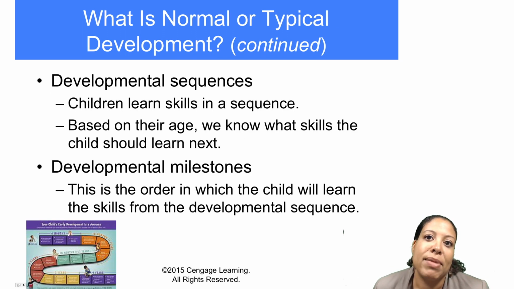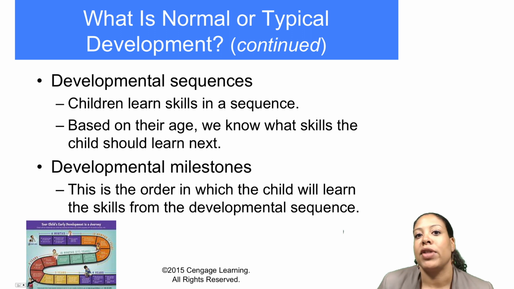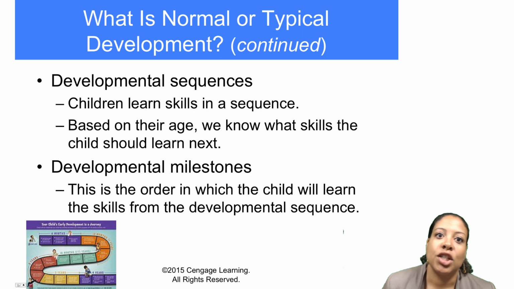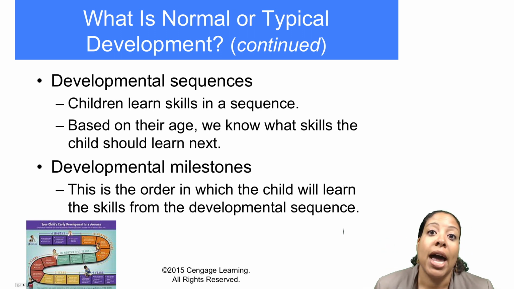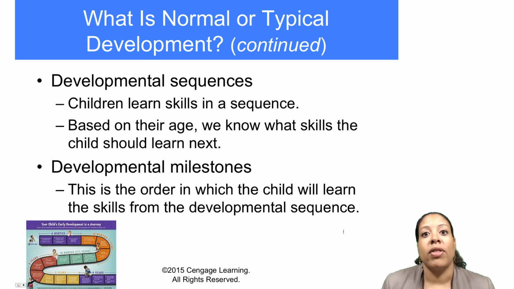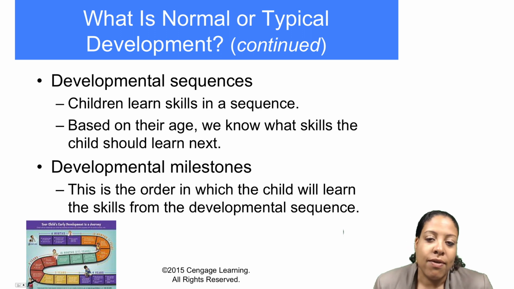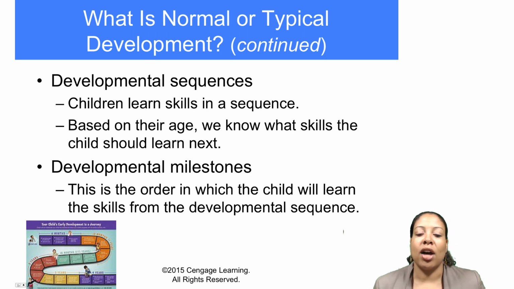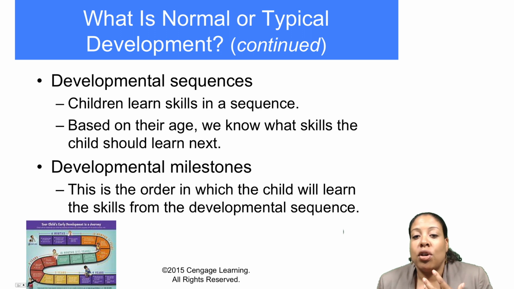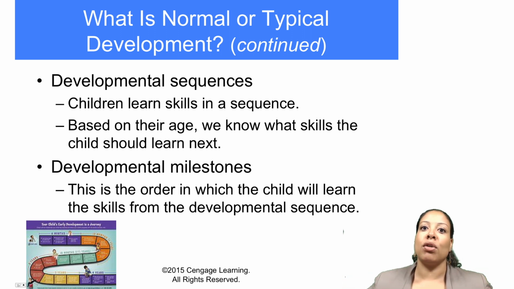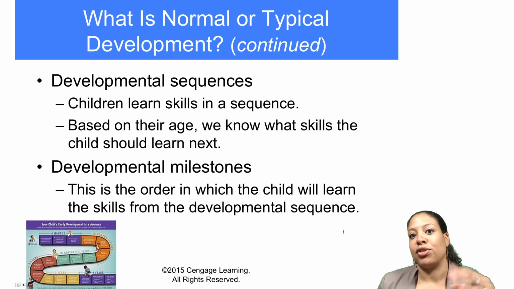Also, with the developmental sequences, we understand that children do learn in a sequence. Based on their age, we know what skills the children should learn next. So, for example, we understand that a child typically is going to babble and coo before they develop comprehensible language. Now, again, there are obviously exceptions to the rule, but typically a child develops proximodistally, so they have the trunk and head control first, and then the development goes outward to fine motor pinch or grasp.